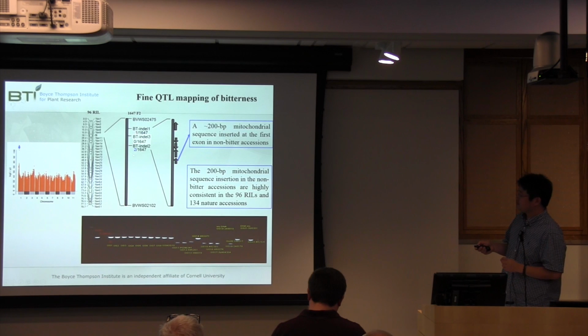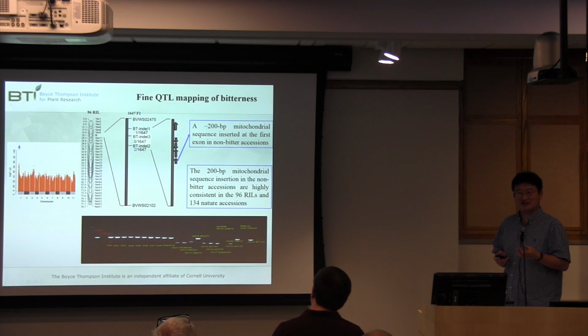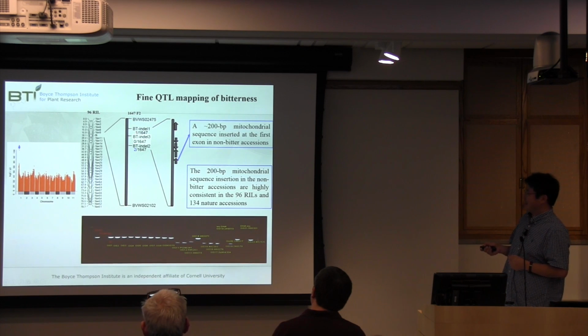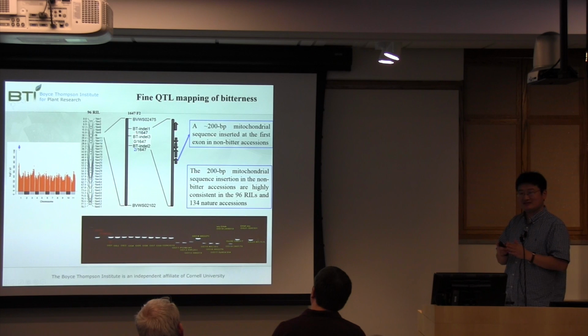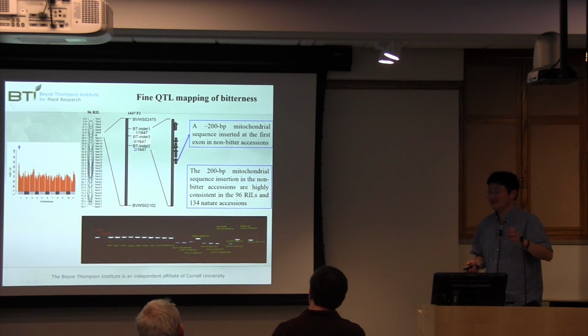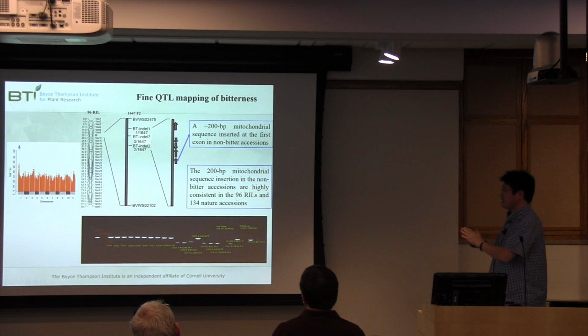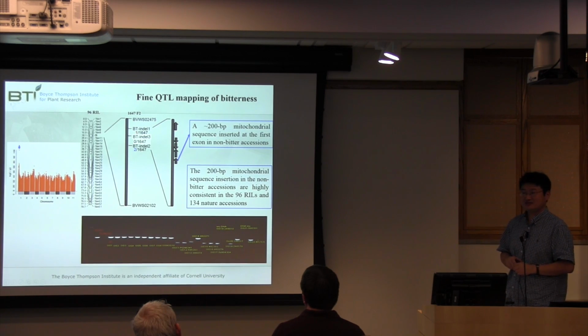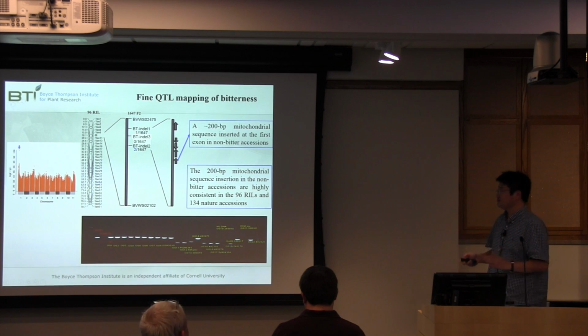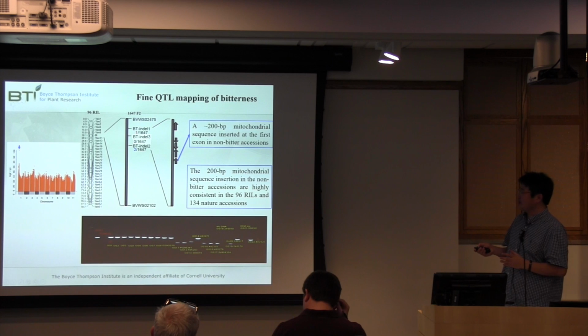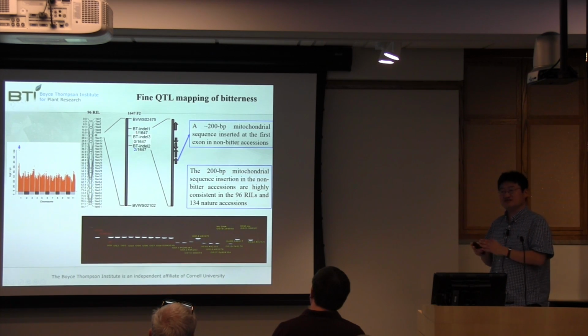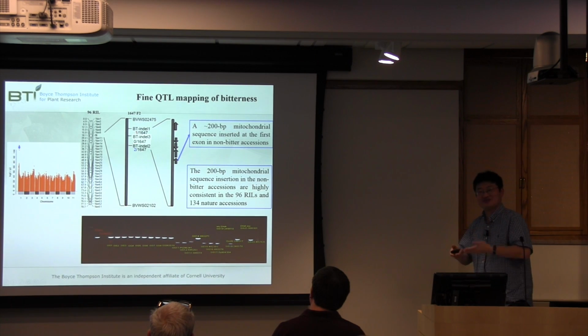We narrowed it down to, I forgot the exact region, a region that contains 5 genes. In one of them, we found a 200 base pair mitochondrial sequence inserted at the first exon in non-bitter accessions. This insertion in the non-bitter accessions is highly consistent within the 96 RIL population and also in the natural population. We checked whether accessions are bitter or not bitter, and all non-bitter accessions contain this 200 base pair mitochondrial sequence insertion, while bitter watermelon does not. So I think this 200 base pair insertion disrupts the function of this gene, so it will not generate the bitter chemical.